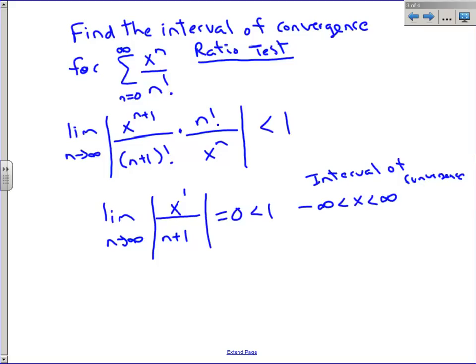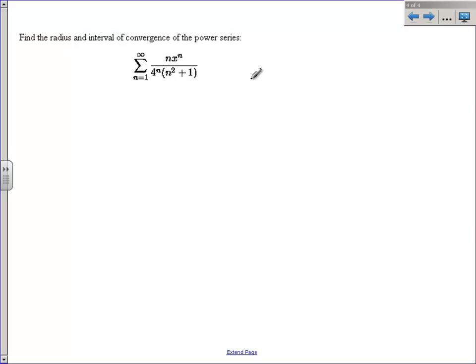All right, let's take a look at one that's just a crazy series that we made up. It's not necessarily related to a function that we know of. So I've got here, we want the radius and interval of convergence of this power series. That's definitely going to start with the ratio test. So we're going to set up the limit as n approaches infinity of a sub n plus 1. So I'm going to go ahead and replace all of my n's with n plus 1.